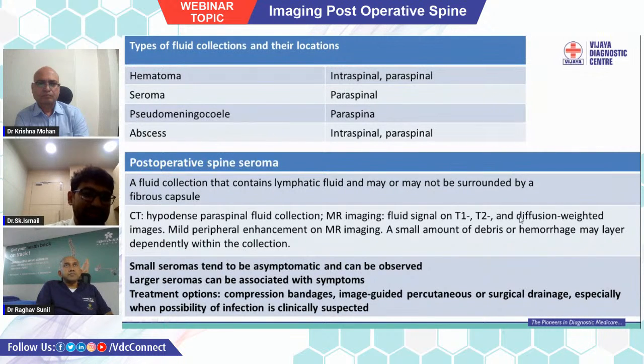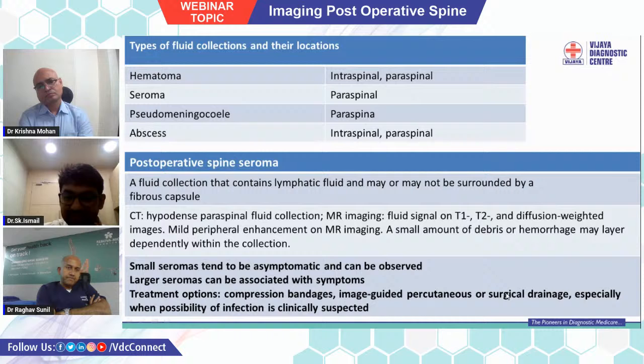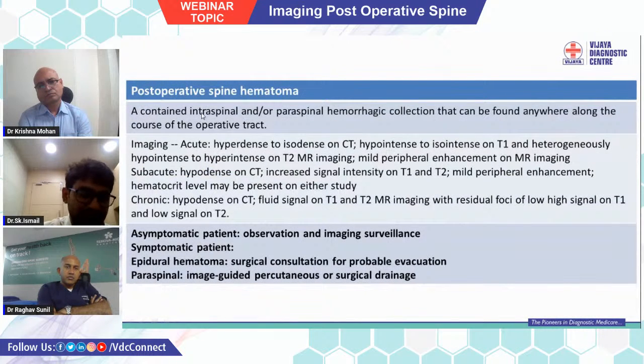So seroma is a lymphatic fluid collection, and cannot have a fibrous capsule. The indication is whenever there are larger seromas, or when the patient is symptomatic, and if there is a suspicion of secondary infection, a percutaneous or surgical drainage is done.